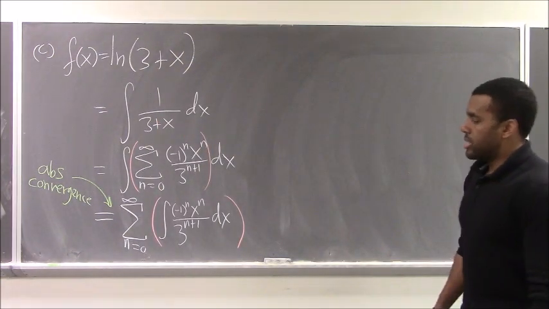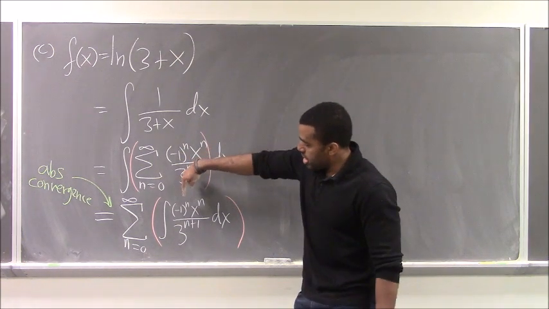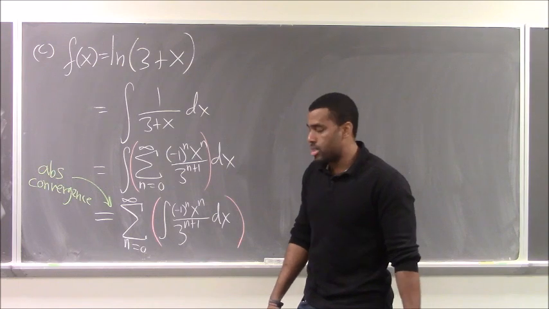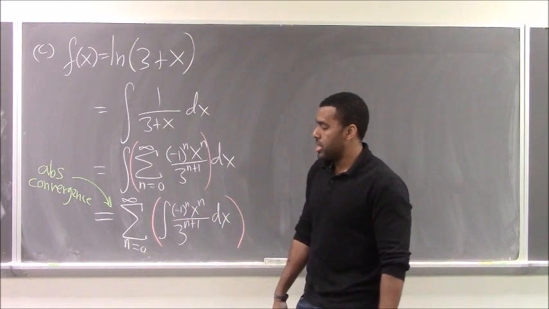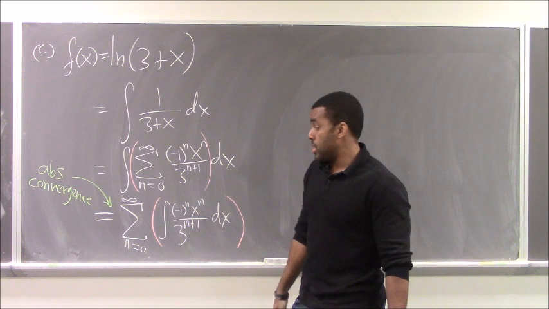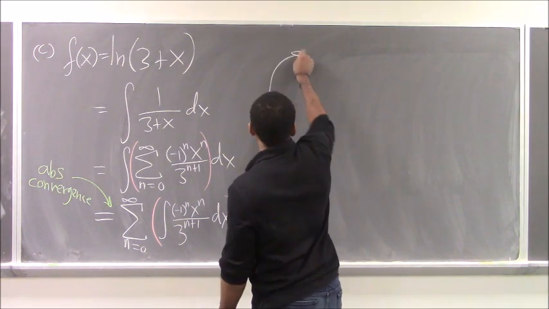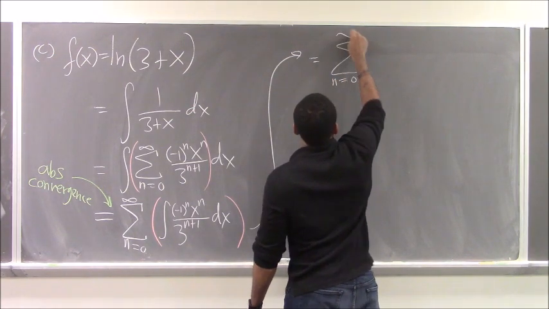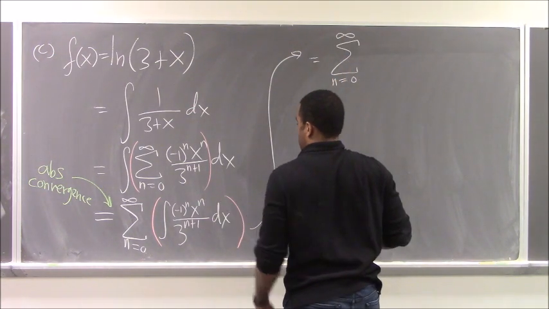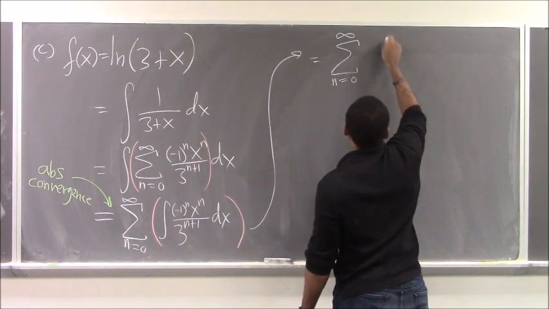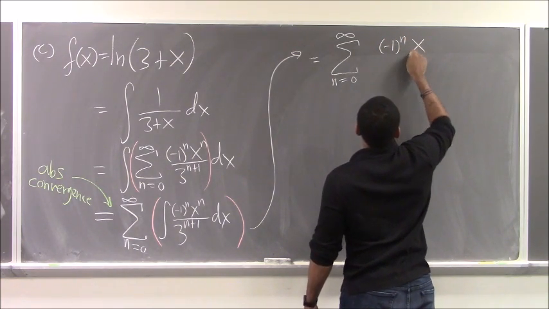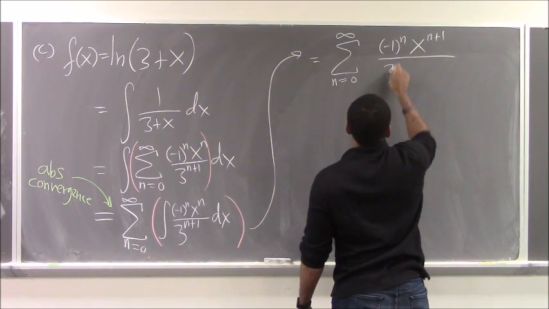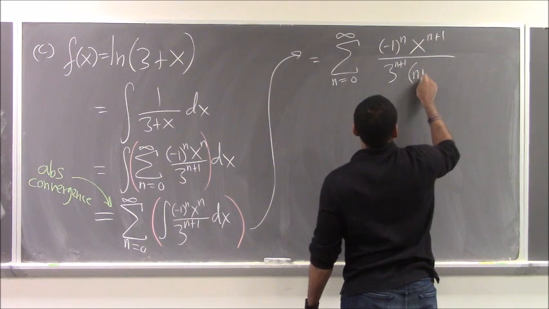And just like last time, we just made the realization that the minus 1 to the n over 3 to the n plus 1 is just a constant. So really, the integral only cares about the x to the n. So we again apply the power rule for integrals this time. And you add 1 to the power, divide by the new power. So this is going to be minus 1 to the n, x to the n plus 1, over 3 to the n plus 1 times n plus 1.